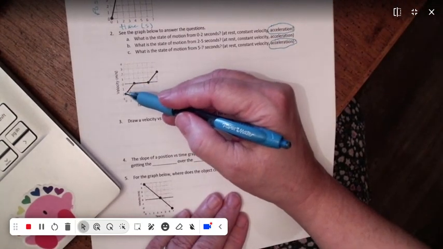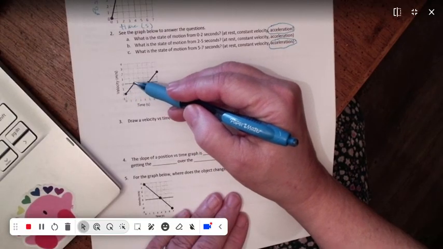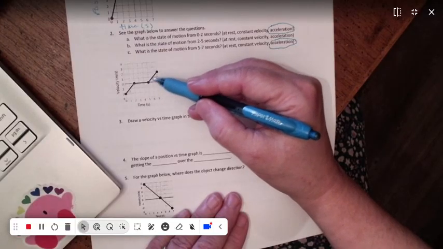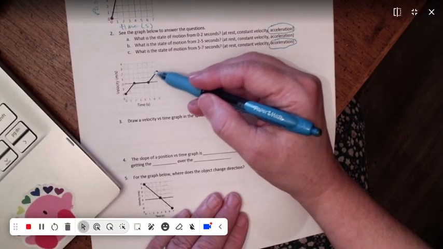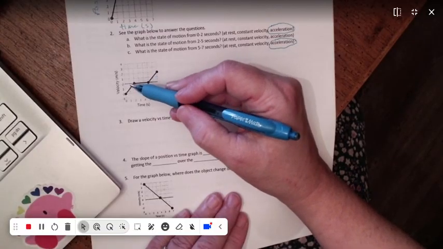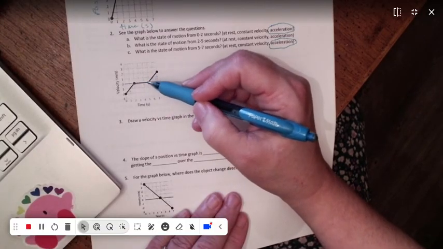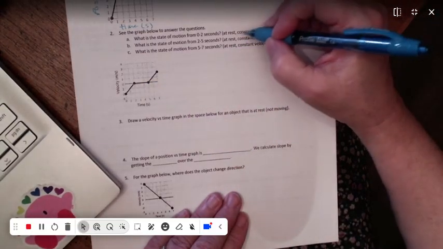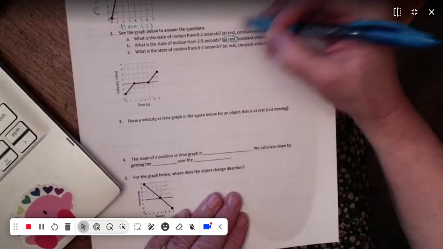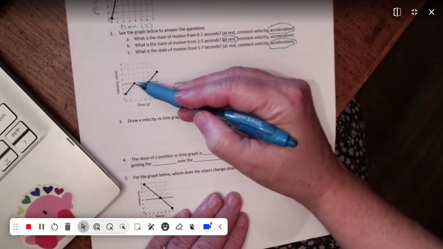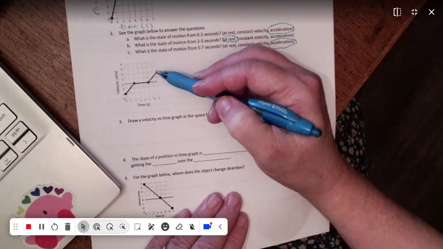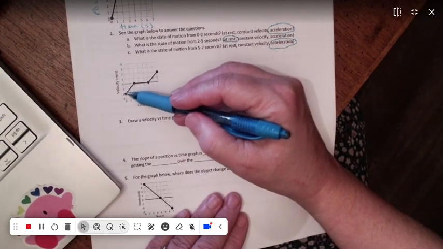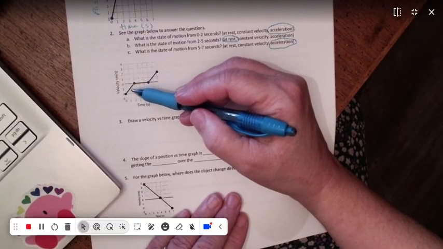And truthfully, what's happening is I am slowing down in a negative direction here, and then I'm speeding up in a positive direction here. But I didn't ask that, but I'm just throwing that in. In this middle part, I'm on 0. So if I have a 0 velocity, I'm not moving. That means I'm at rest. So this is an object that slowed down, came to a stop for a bit, and then it accelerated, sped back up. Okay.